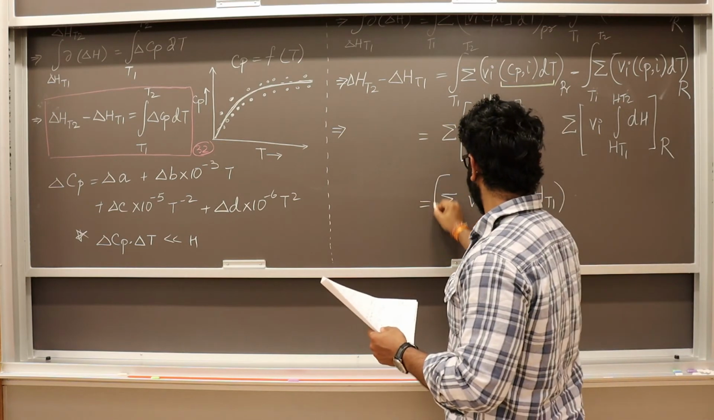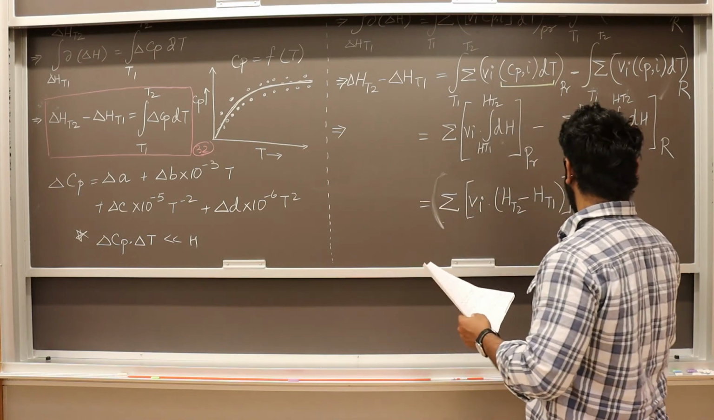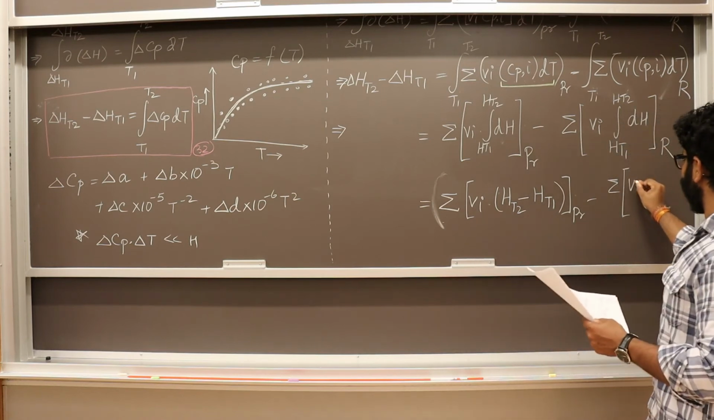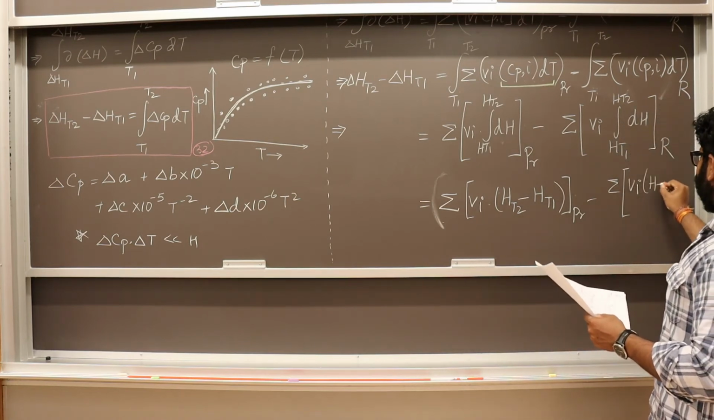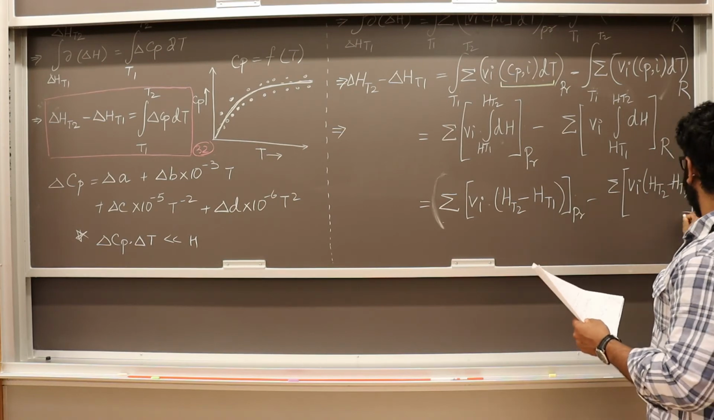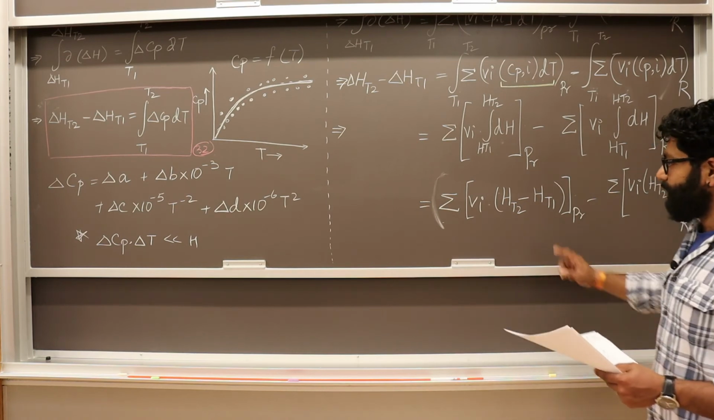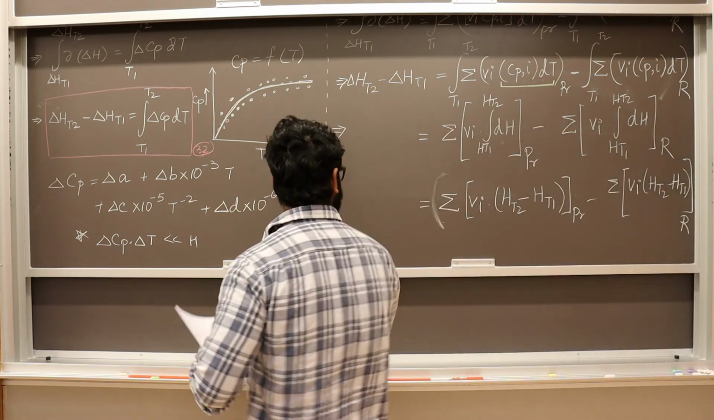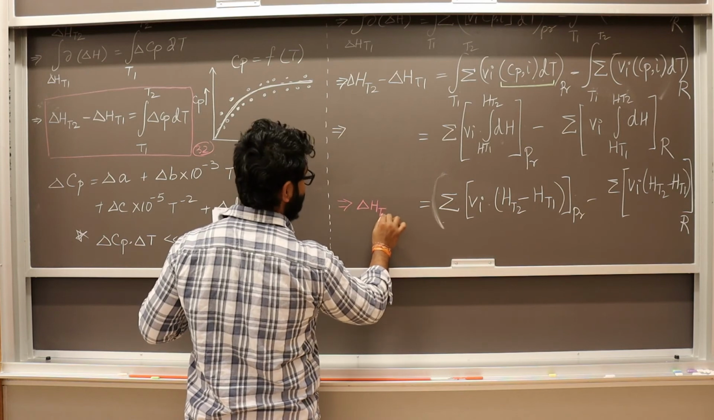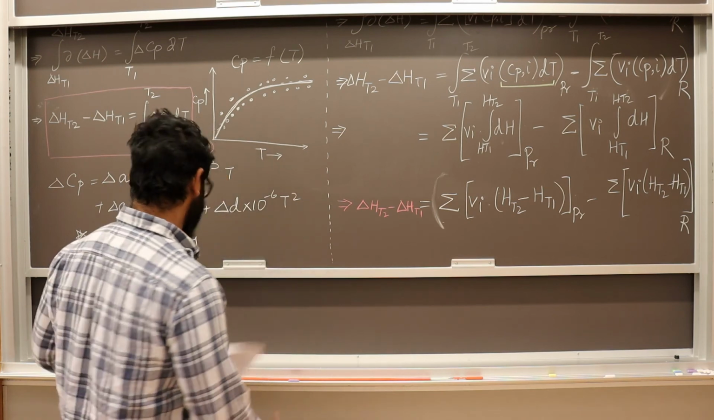for the products minus Vi times H at T2 minus H at T1 for the reactants, okay? So this equation is basically giving you the value of delta H at T2 minus delta H at T1, okay?